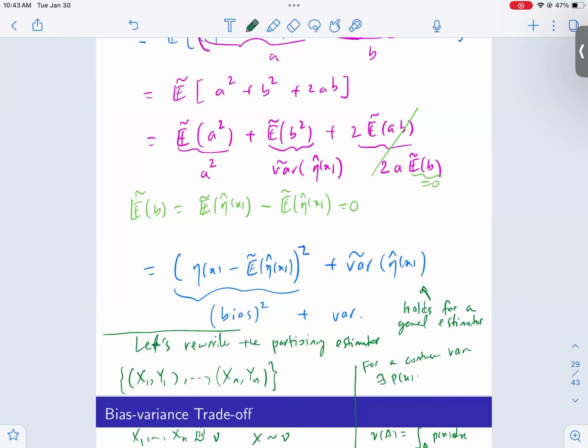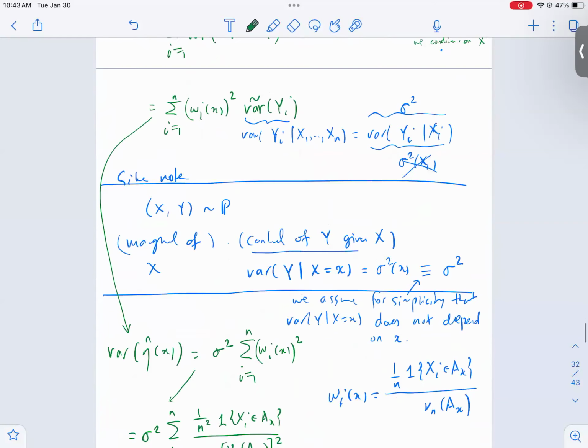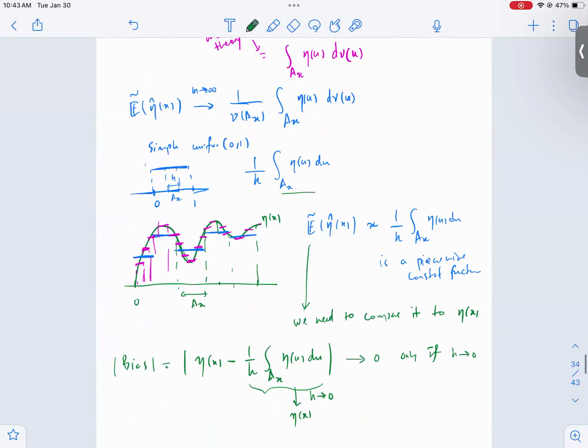It turns out that the expectation involves not eta of x itself, but the average of eta over some interval. So the expectation contains the true function that you don't know, which is good, but not the actual value of the function at the point, just the average. That's reasonable. And so you can very easily see that I need to let h go to zero for this to go to zero.